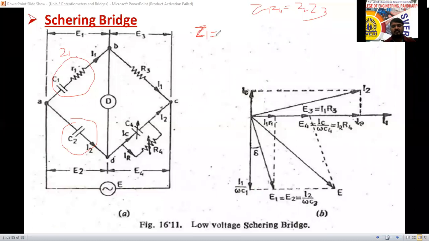C1 R1, C1 R1. Roll number 10, tell me directly, step by step. 1 upon j omega C1, j omega C1. This is Z1. Okay, roll number 10, step by step, say now.